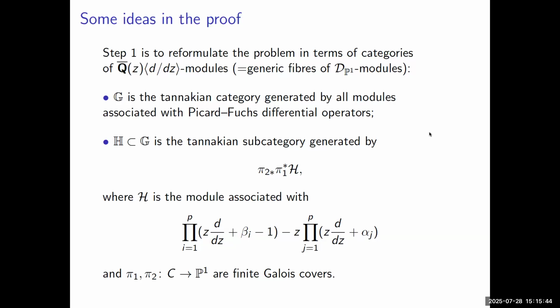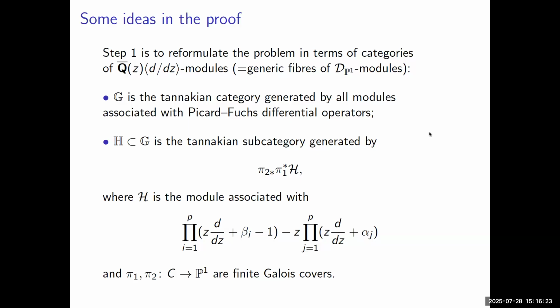And we are going to define two categories of such modules, called H, like hypergeometric, and G, like geometry. For G, you consider all the modules given by Picard-Fuchs differential operators, so the cyclic ones. You take this ring and you quotient by the differential operator. Then you consider the Tannakian category generated by those with respect to the usual tensor product. The Tannakian fundamental group is going to be the differential Galois group of the equation.